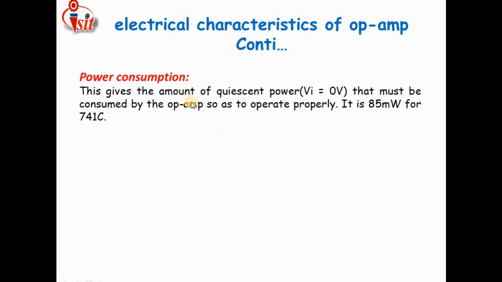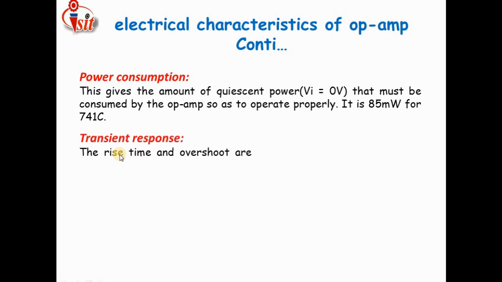Then the next parameter is power consumption. This gives the amount of power that must be consumed by the op-amp, with Vi equal to 0, so as to operate properly. It is 85 milliwatt for 741C.